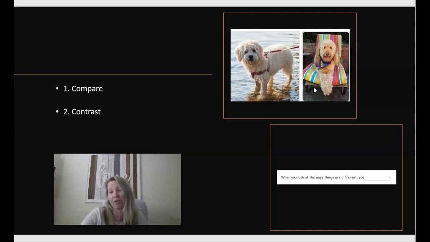Now let's contrast. Let's think about how they're different, because when you look at the way things are different, then you contrast. So this dog looks a little bit lighter than this dog. He looks almost like he's white. This dog looks like he's a light brown. That's one way that they're different. This dog looks like he might be bigger than this dog. This dog looks like he might be smaller than this dog. So again, we just compared and contrasted these two animals. And when you look at the way two things are different, you contrast.